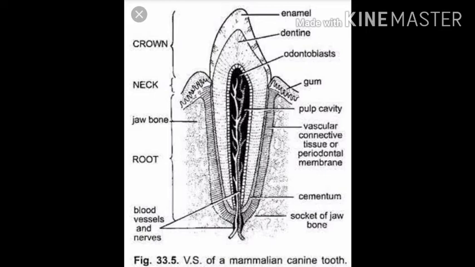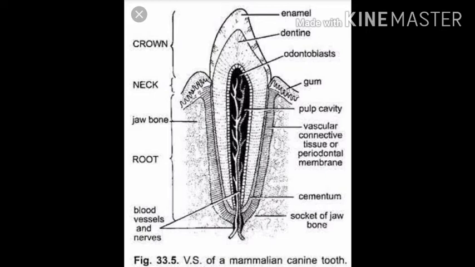The tooth contains a cavity known as the pulp cavity. Odontoblasts line the pulp cavity, and these are the tooth forming cells. The pulp cavity contains pulp and has an opening at the base of the root, through which blood vessels and nerves enter into it.